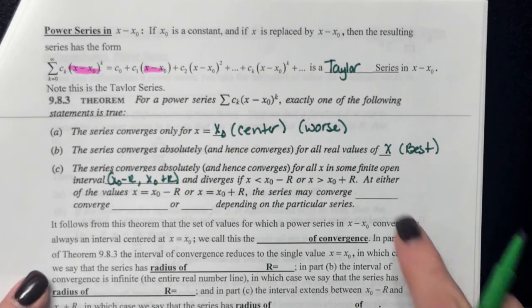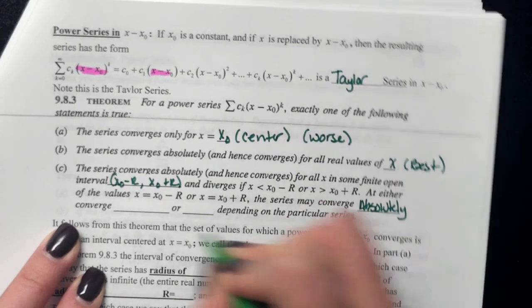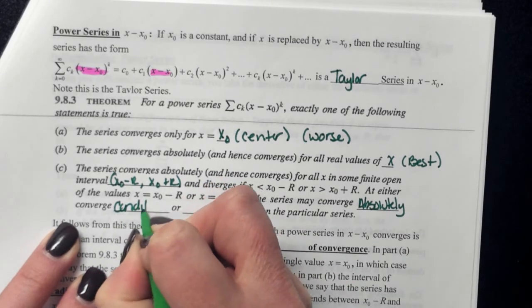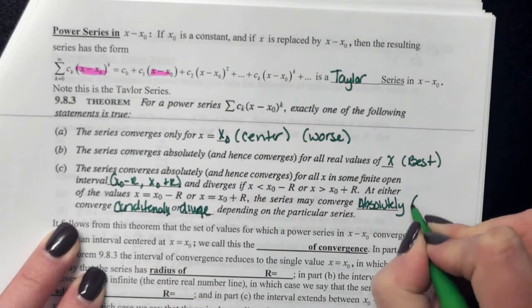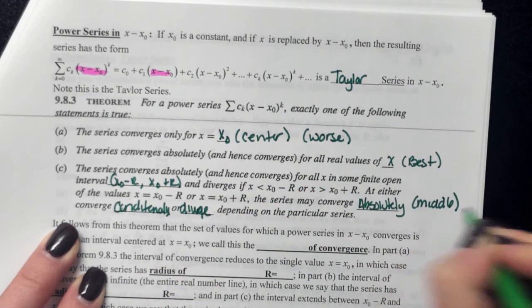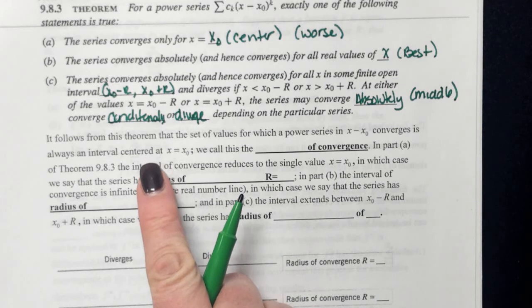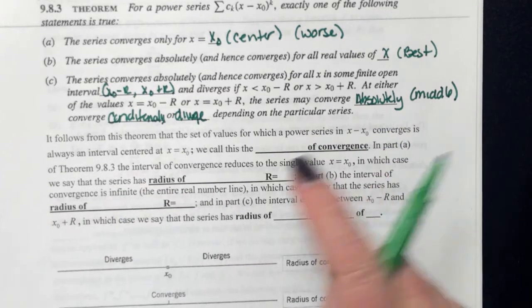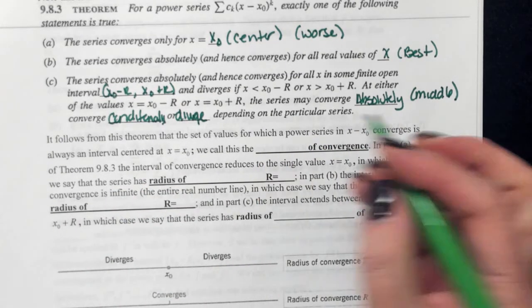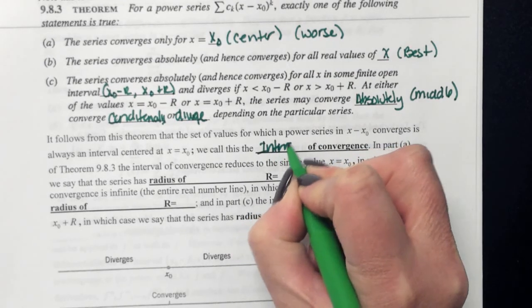And again, at the endpoints, it may converge absolutely, conditionally, or diverge. Again, this is your middle of the road, just like it was for the Maclaurin series. Again, just like we did for the Maclaurin series, if it converges for these powers of x, we call this the interval of convergence.